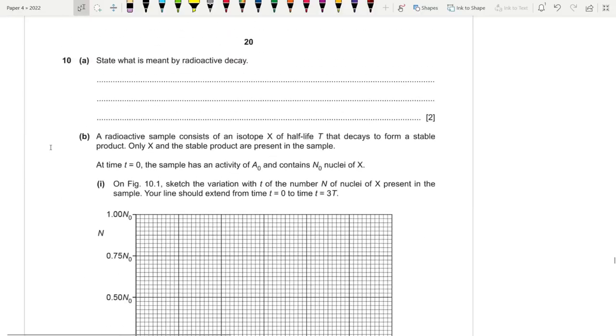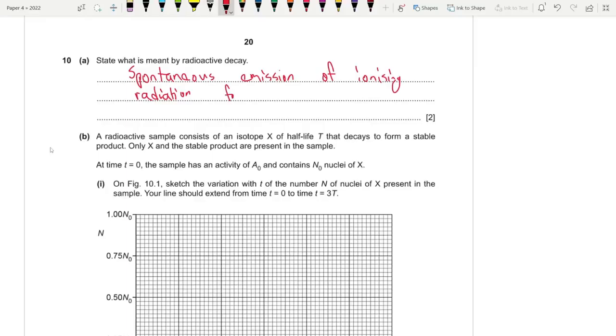Moving on to the last question, right? What do you mean by radioactive decay? So it refers to the spontaneous emission, a natural process of ionizing radiation from an unstable nucleus, right?